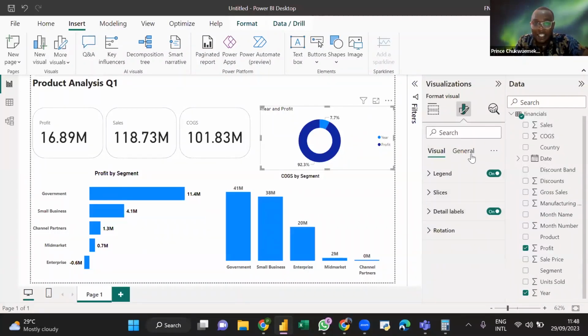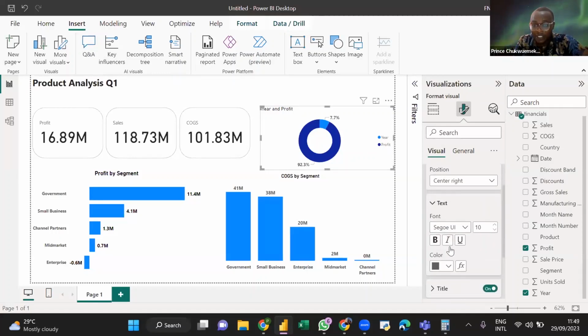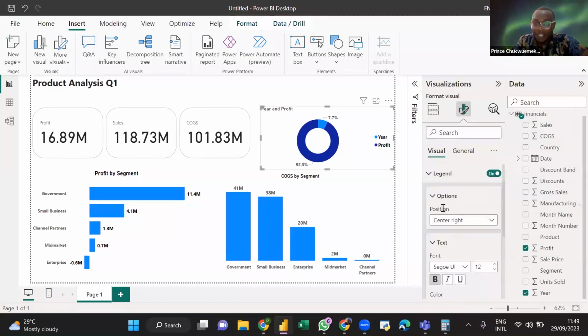And the legend too, which is this here, profit, we can increase the text, make it look much better. Then make this to be black.